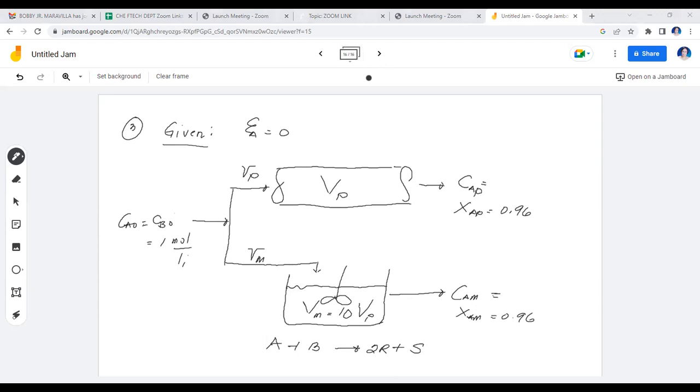Okay, correct, Bobby. That should be 0.04. So initial concentration times 1 minus X. So this is your conversion. So then it follows that for both of these, your final concentration would be 0.04. So very good, Bobby. So this will be your concentrations of A leaving the two reactors. Okay? Now we proceed to the next slide to continue.